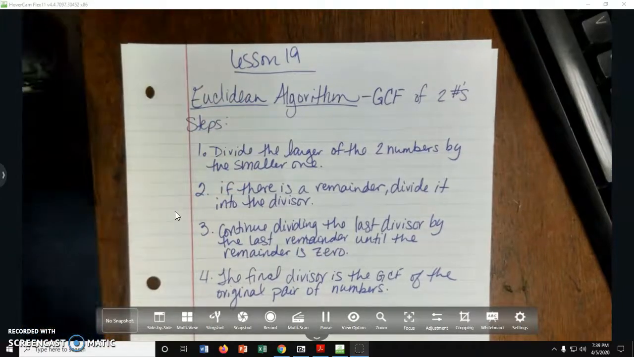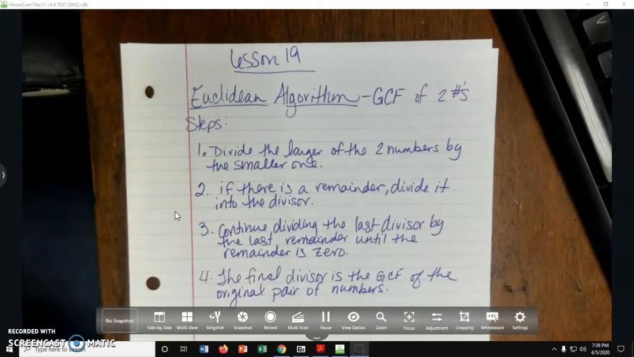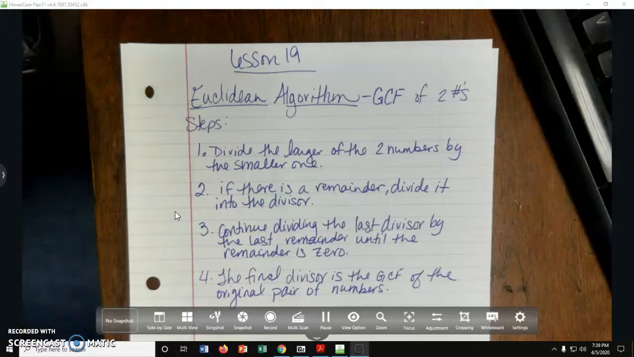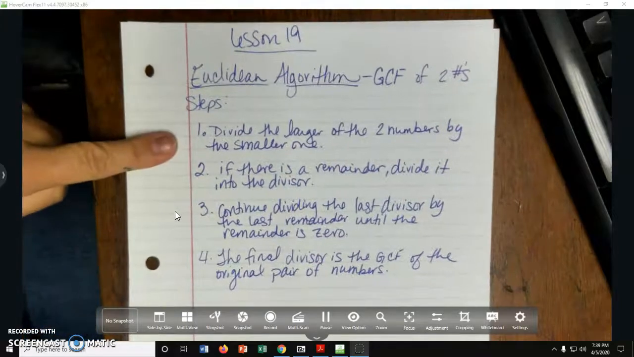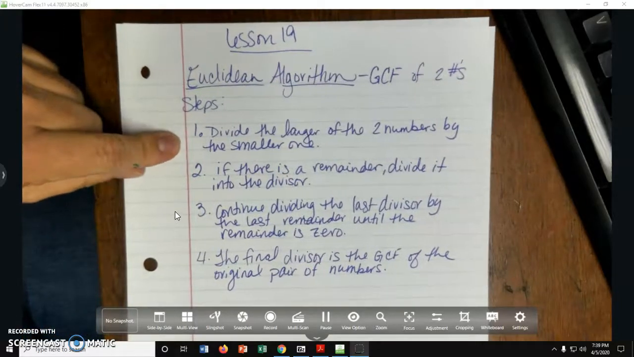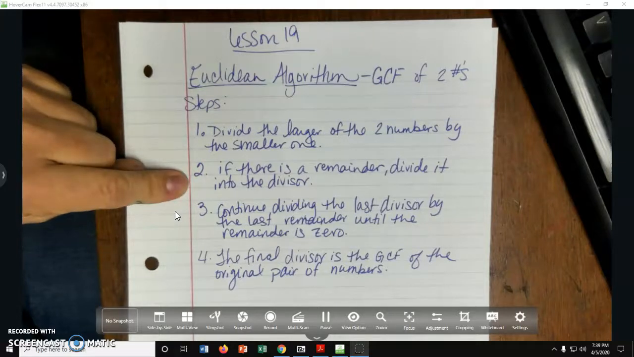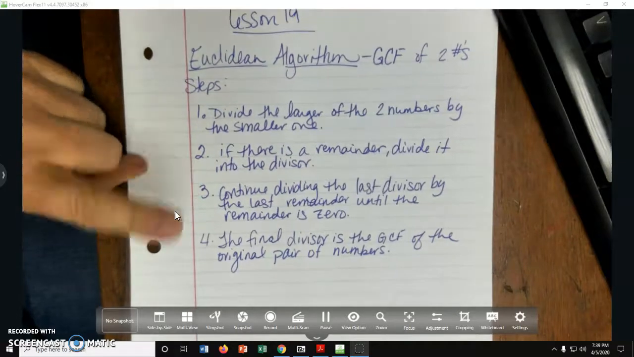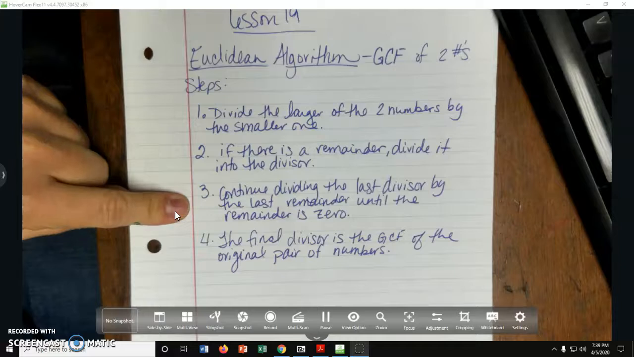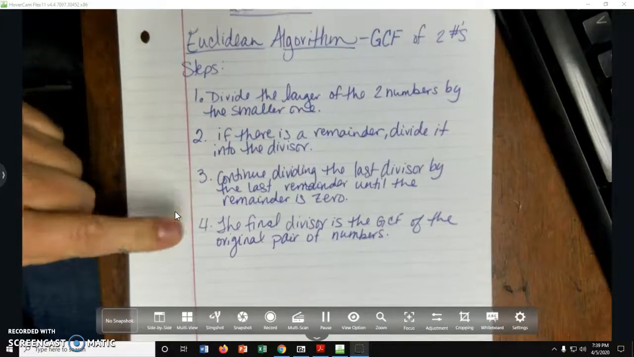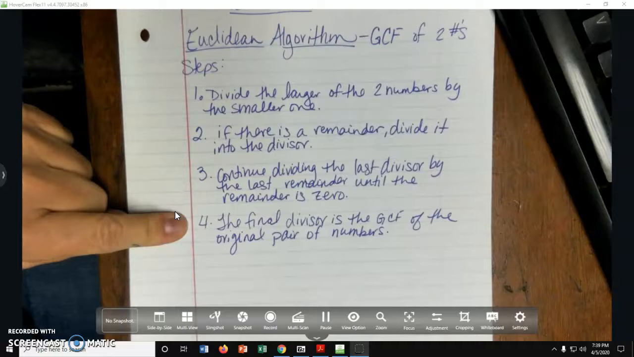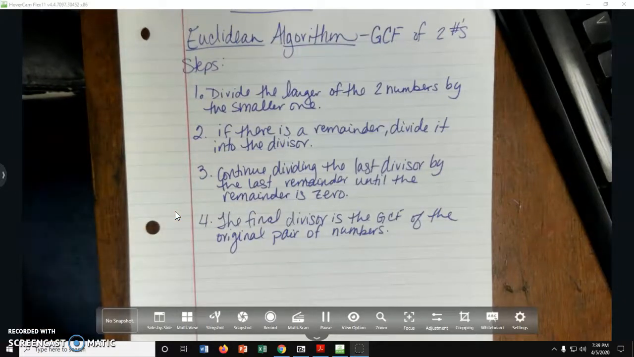But when our numbers get really big, this is a nice way that we can solve for that greatest common factor. So step number 1, we would divide the larger of the two numbers by the smaller one. Step number 2, if there is a remainder, divide it into the divisor. Step number 3, continue dividing the last divisor by the last remainder until the remainder is 0. And finally, the final divisor is the greatest common factor of the original pair of numbers. Okay, go ahead and pause the video, get those written down into your interactive notebook, and then come back and join me.